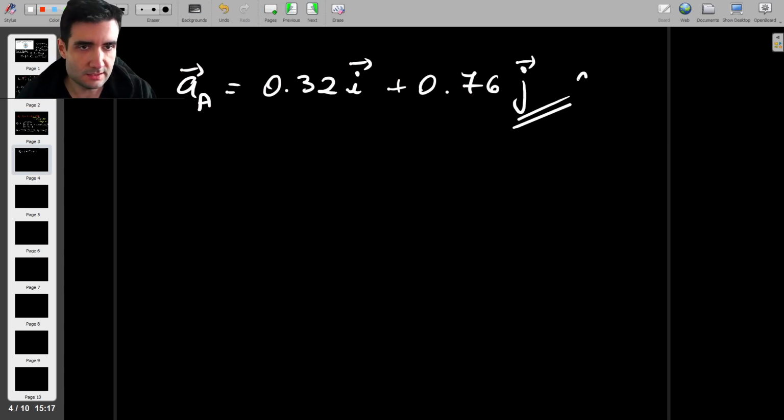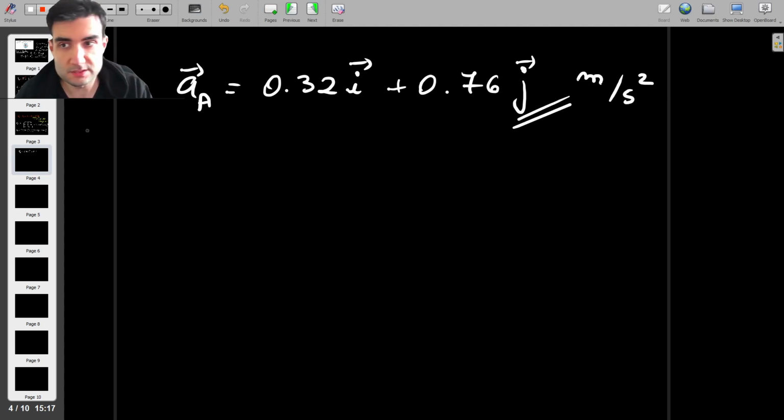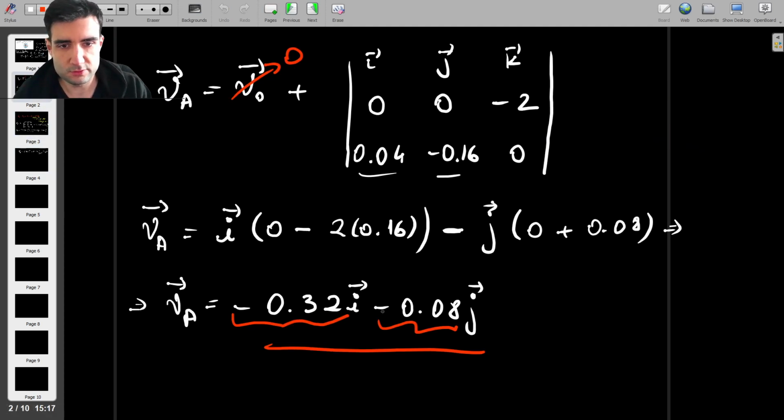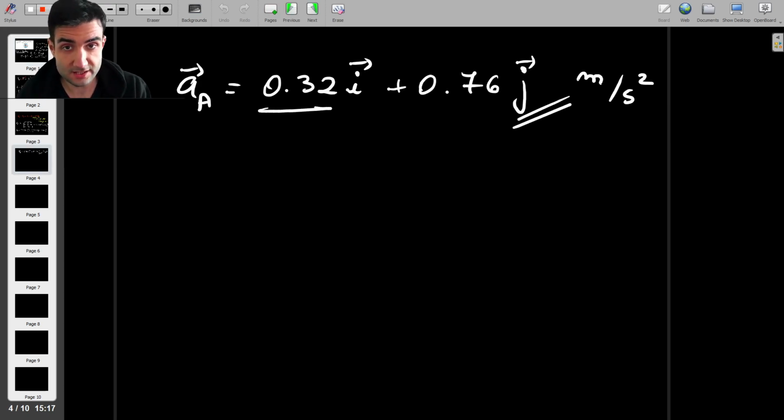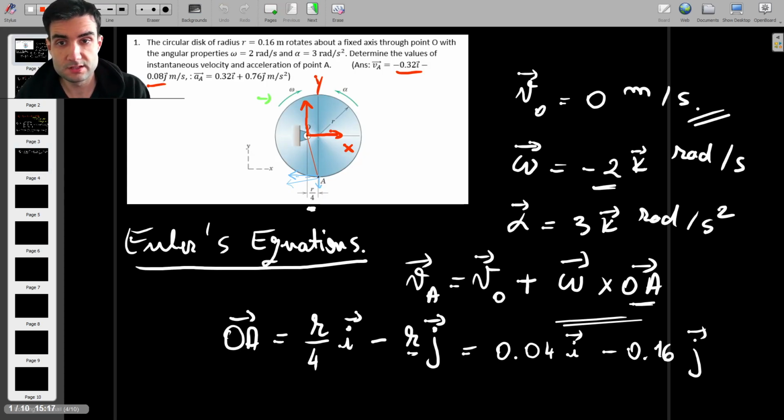So that is the acceleration, and that's meters per second squared, and the velocity is meters per second. Right. So we have a velocity which has two negative components, and we have an acceleration which has two positive components. And if you want, you can do a similar justification to what we did for velocity, but we're going to stop here, and that's the end of the question.